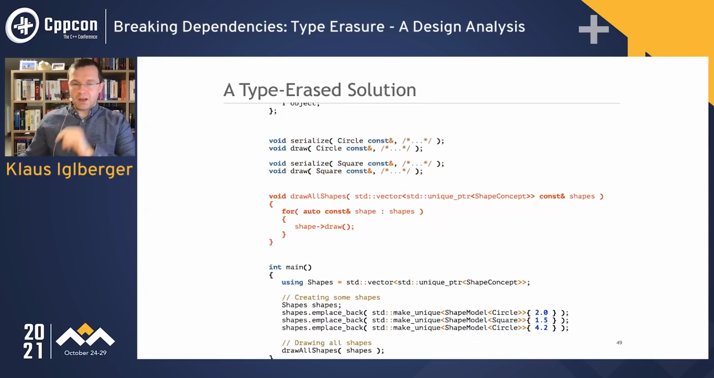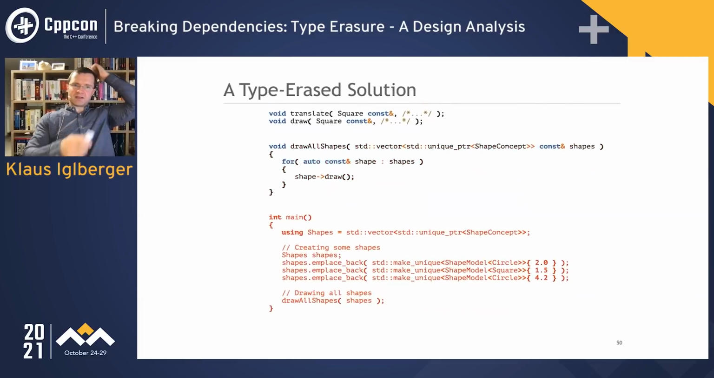Okay. At this point, we would simply still draw, and I skip that. Let's go to the main function. We would, at this point, create shape models of circle and a shape model of square, for instance. We could initialize them in some way, put them in this vector. It would work.